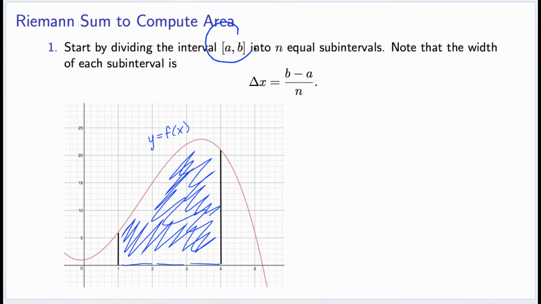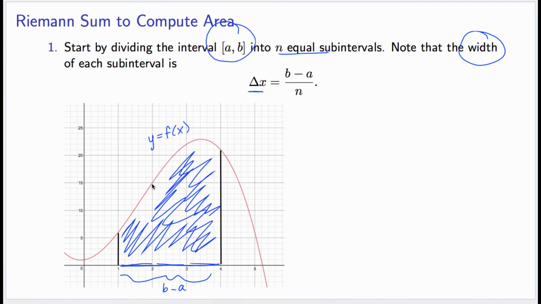In general, you'll have an interval a to b. So your first step is going to be to divide your interval a b up into n subintervals. So I want to start by finding the width, which I'm going to call delta x, of each subinterval. Notice that the entire length here from 1 to 4 would be 4 minus 1, or 3, or in general would be b minus a.